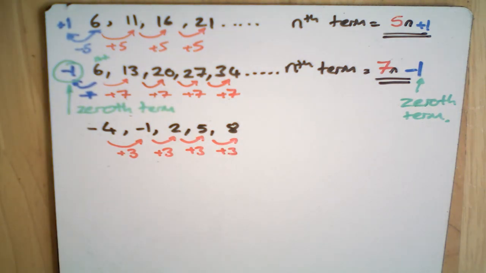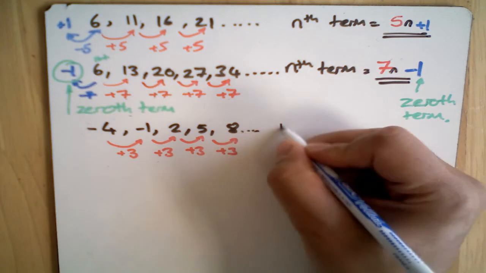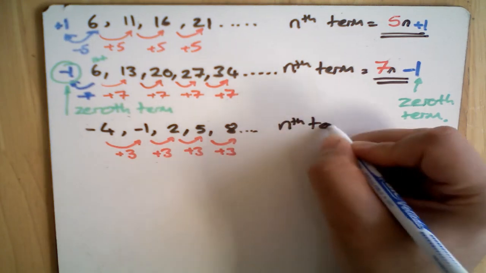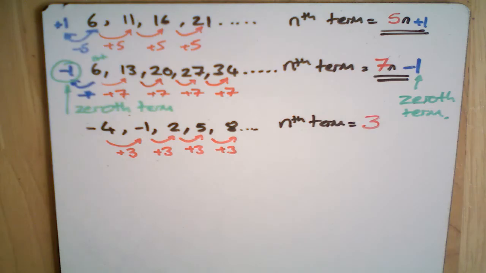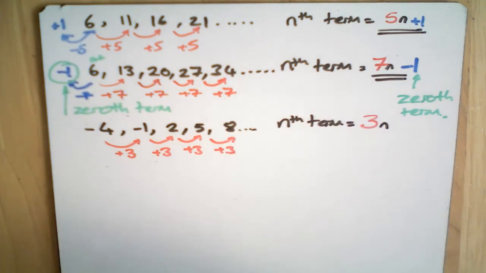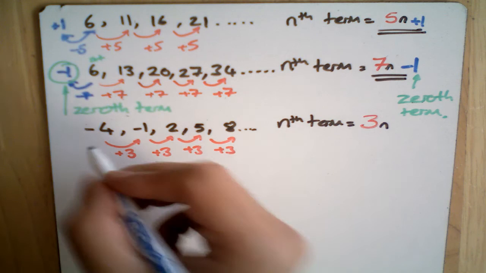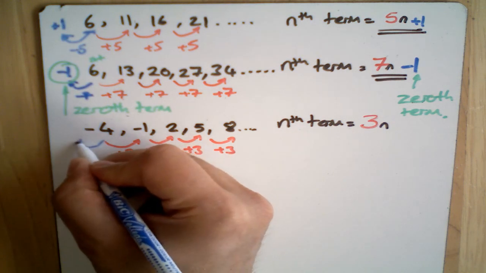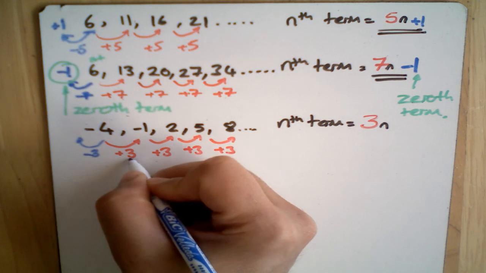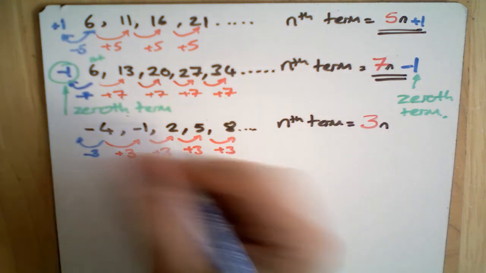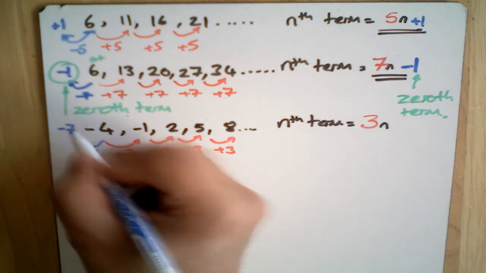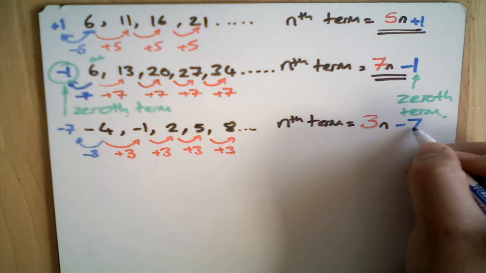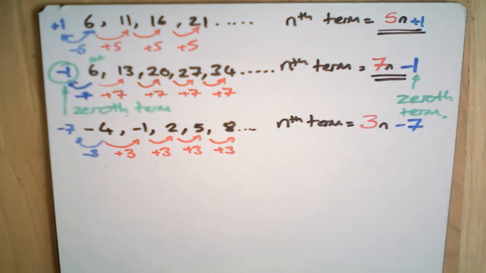So we start off by saying then that the nth term is equal to 3n, and I've got to work out the zeroth term. So if I start from negative 4 and I go back by 3, kind of like the opposite of that, if that's adding 3 going this way, then to go back I'd have to take away 3. Negative 4 minus 3 makes me get to minus 7. So I can stick a minus 7 on there. Okay, just one more.